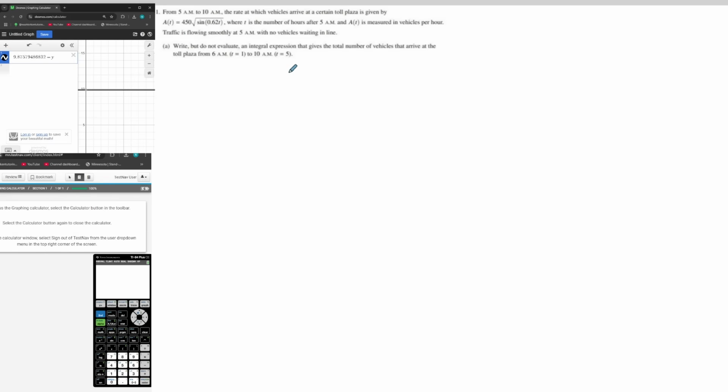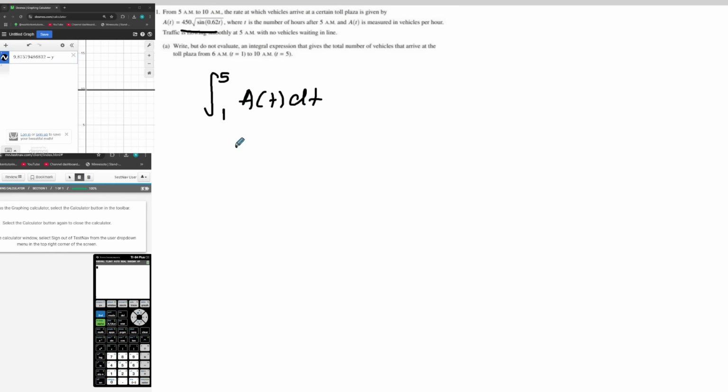So all we have to do is integrate the rate at which something is going in order to get its accumulation, in order to get the total number that it increases or decreases. So we're given here the rate at which vehicles arrive. So all we have to do is integrate this value. So literally you get the point for just writing the integral from 1 to 5, because it asks us to go from 1 to 5, of A of t dt.